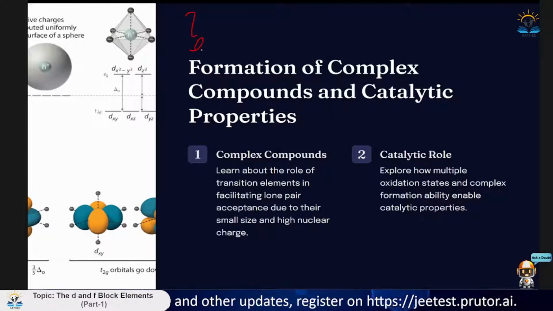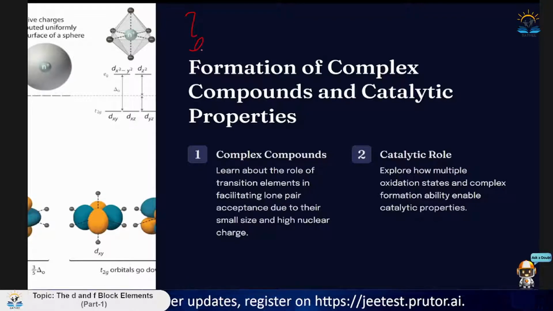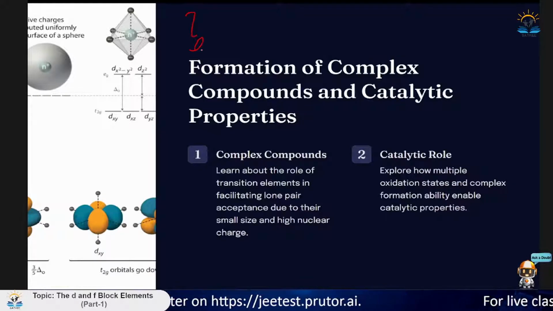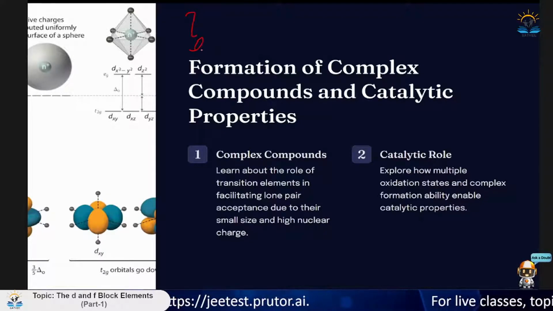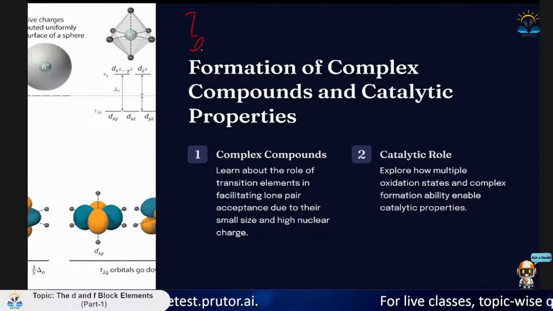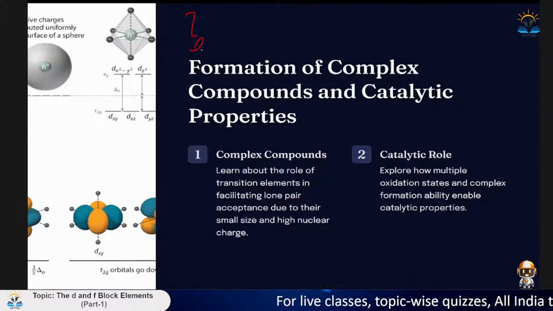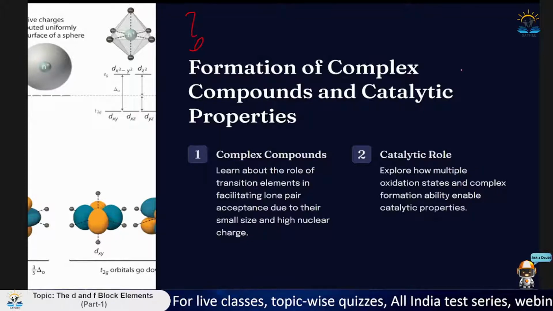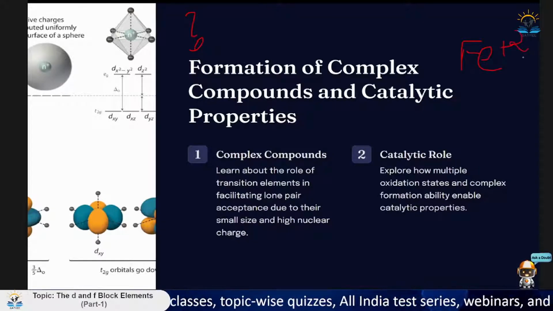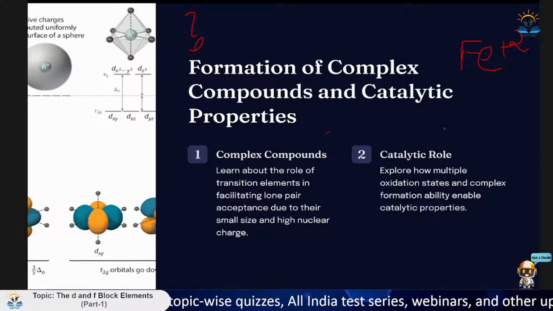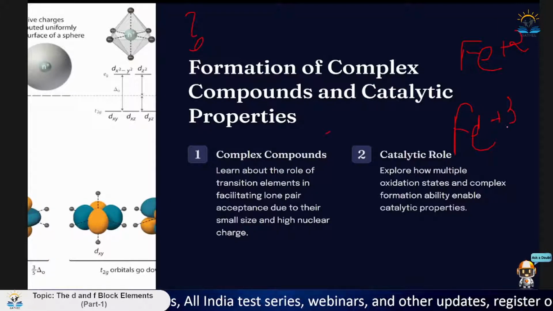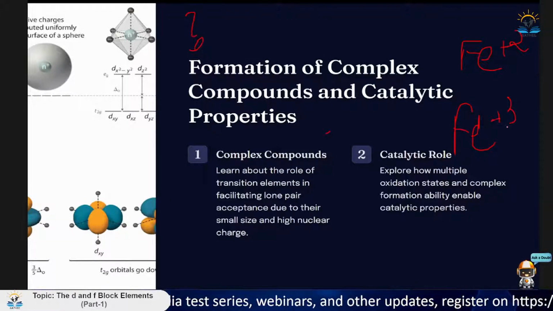Okay. Similarly, let's talk about the catalytic role. A lot of D block elements have multiple oxidation states. And because they have multiple oxidation states, they can result in different types of catalytic properties, or different types of complex formations to enable different properties, right? You can clearly see, Fe plus 2 forms a different kind of complex compound, and Fe plus 3 forms a different kind of complex compound, okay? So more or less, that is how it works.